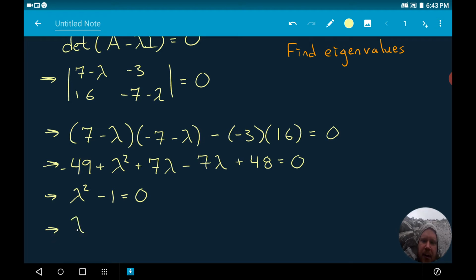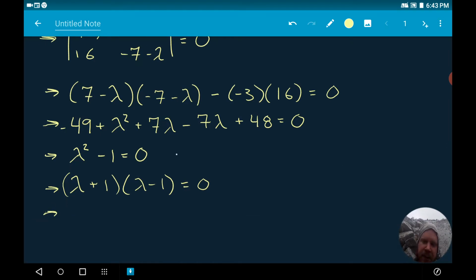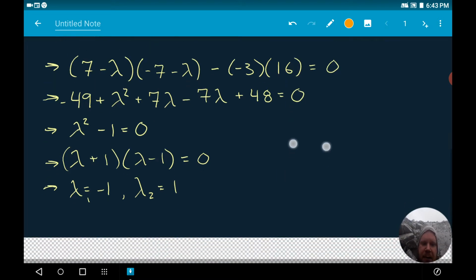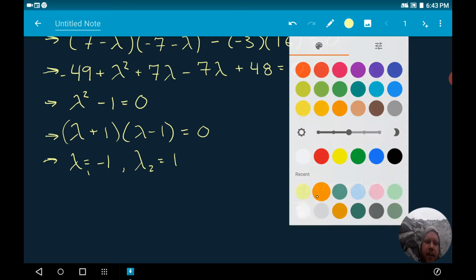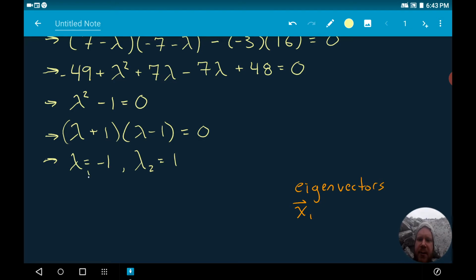So it looks like lambda plus 1 times lambda minus 1 is equal to 0. So we have that lambda 1 is equal to negative 1, lambda 2 is equal to positive 1. So we found our eigenvalues. Next thing is to find our eigenvectors. And we'll start with finding the first eigenvector using this first eigenvalue.